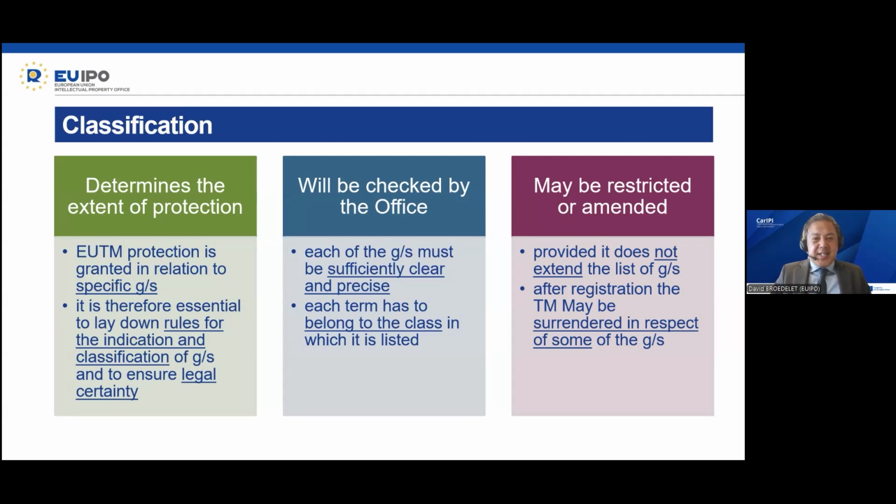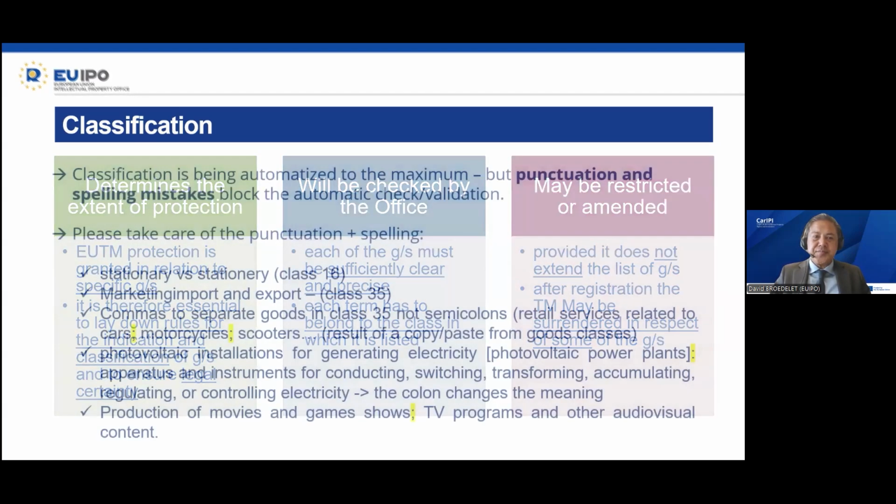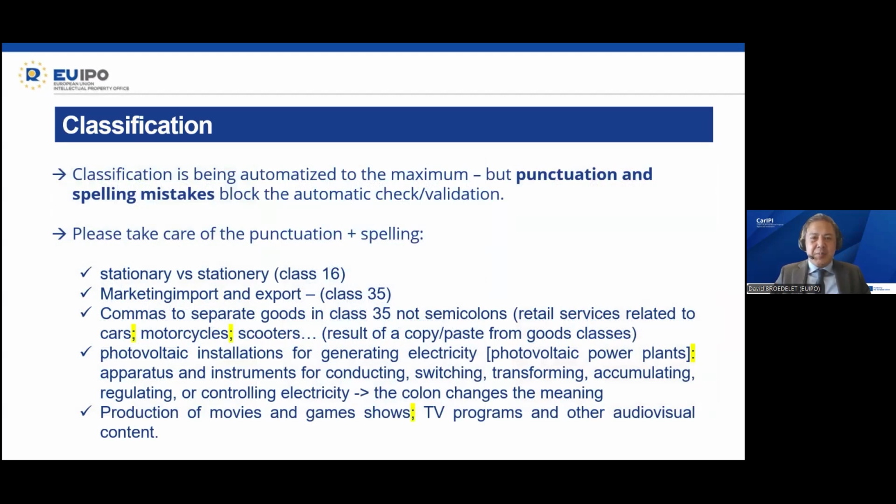And a list afterwards can also be restricted, so limited, as said, or amended, but it cannot be extended. It cannot be more than initially was submitted. Right? So this is the examination. We see if the list is clear and precise. Here there are several things that could go wrong. I will show you now some issues that we frequently see.